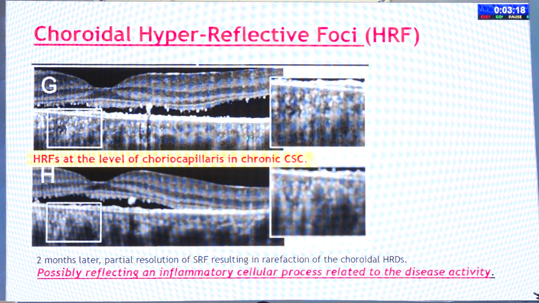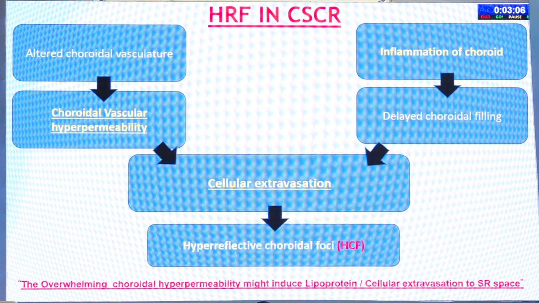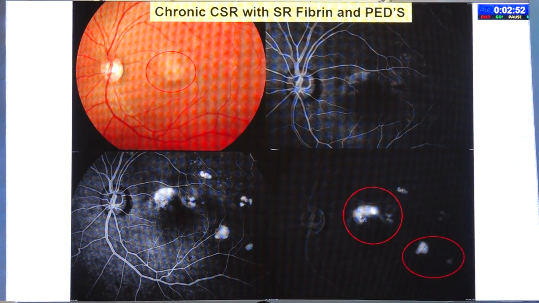Another biomarker is the presence of choroidal hyperreflective foci. Usually this is seen in choroidal inflammatory diseases, but in chronic CSR also, choroidal hyperreflective foci can be seen. It was initially suspected that it could be a choroidal inflammation in CSC, but it is now understood that overwhelming choroidal vascular hyperpermeability is leading to the subretinal fluid exudation, along with choroidal and subretinal cellular extravasation as well.